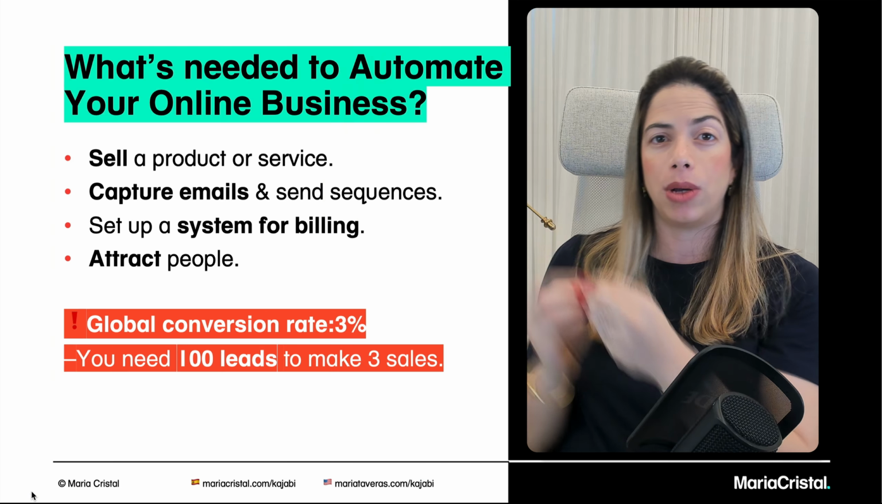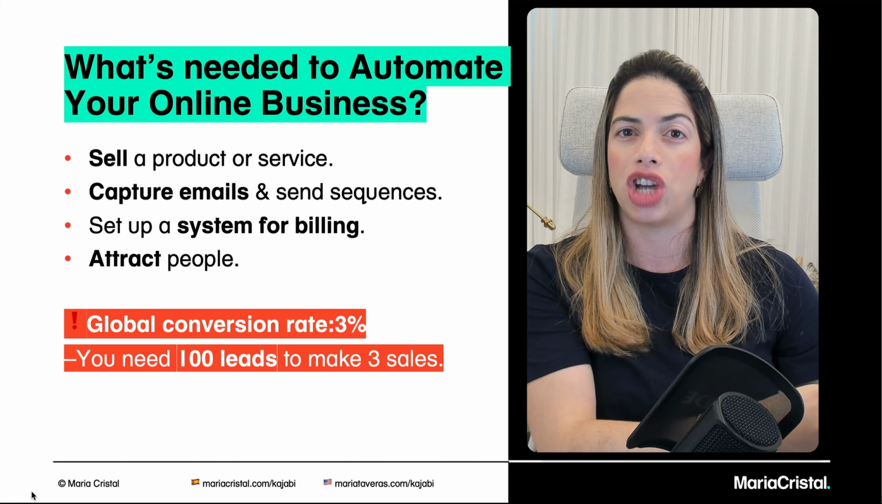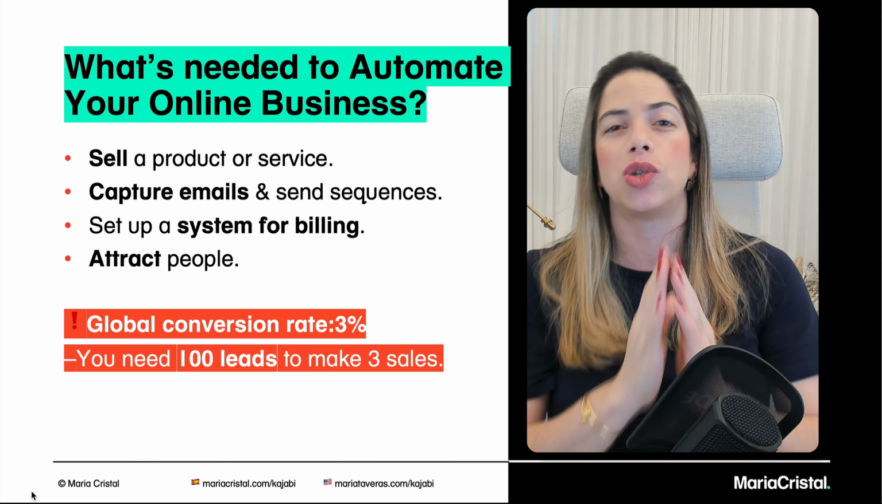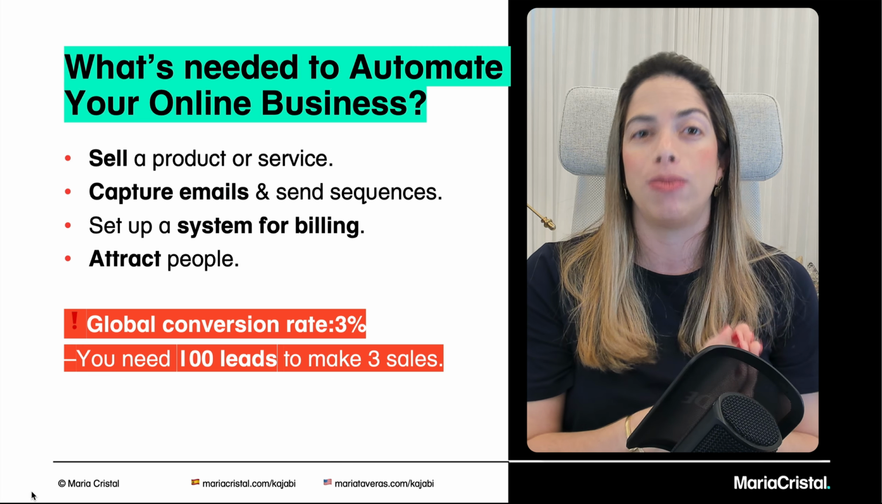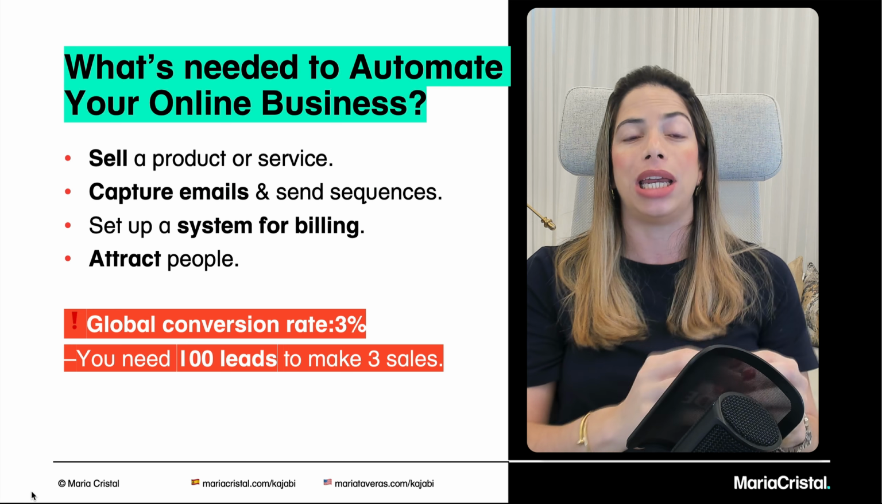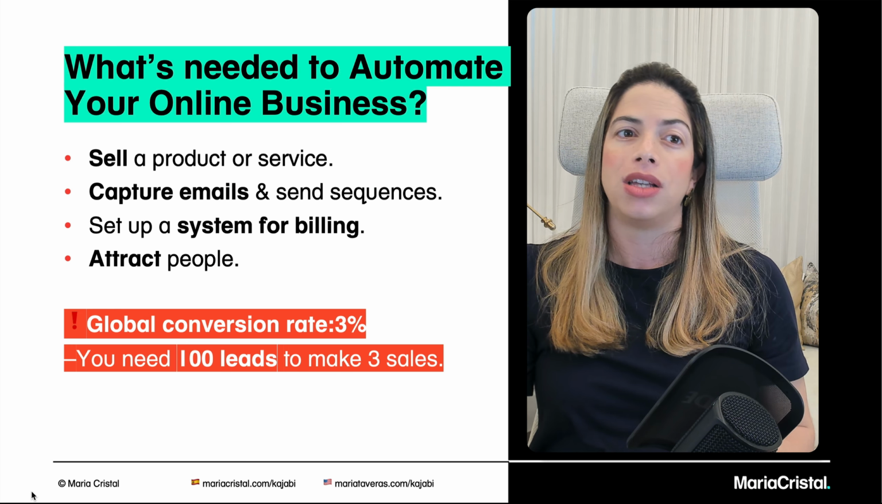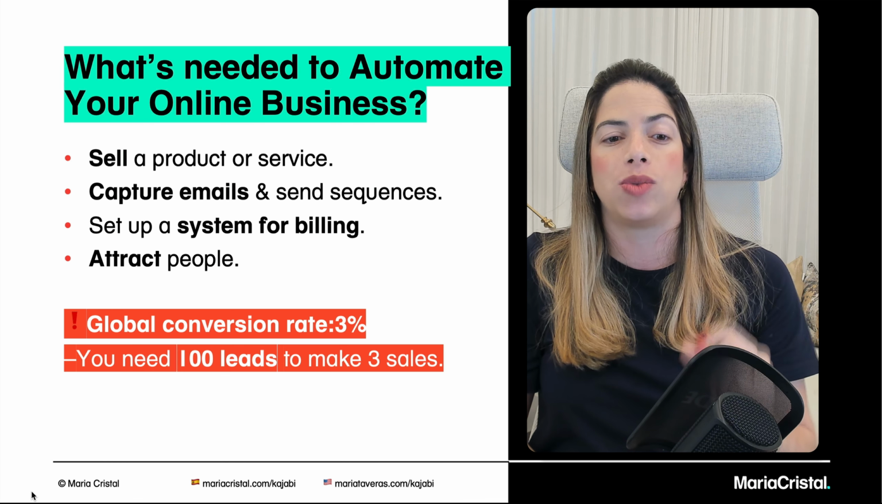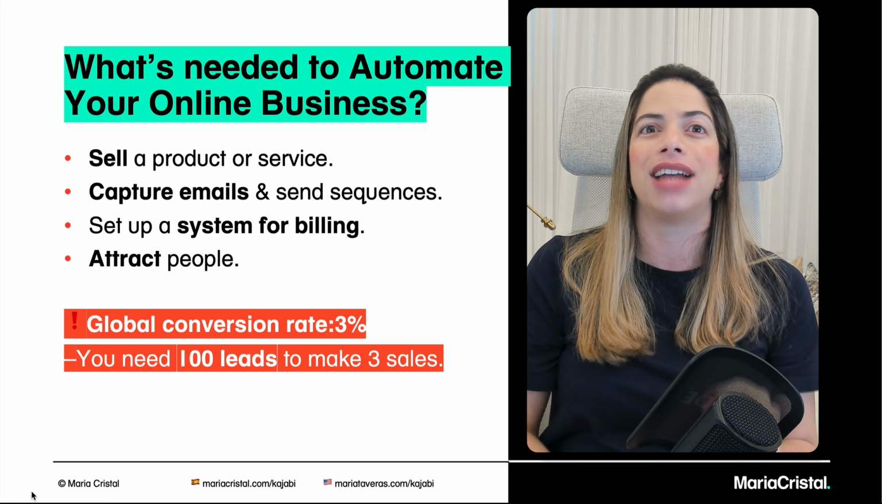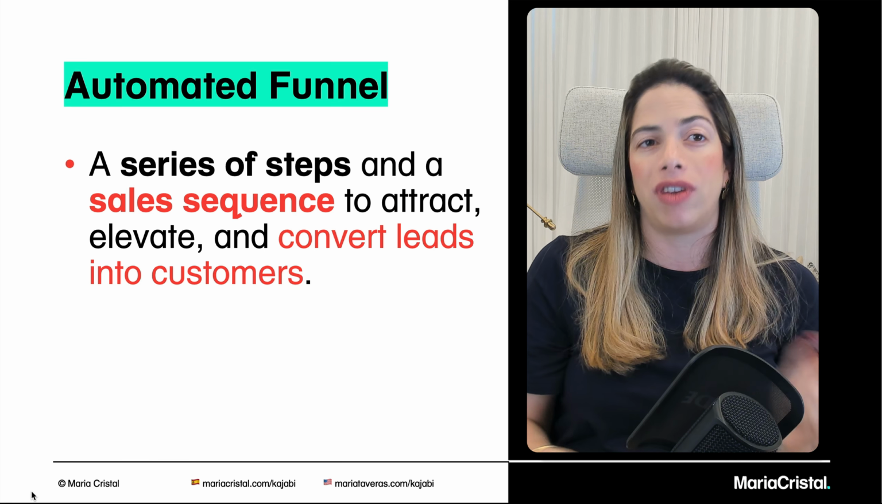So let's begin. To automate your online business, the first thing you need is a product or service that you're selling. You need a system to capture emails and to send sequences, such as Kajabi. You need a billing system, such as Kajabi, and you need effective strategies to attract leads. But always remember, the global conversion rate is around 3%. This means that you need at least 100 leads to expect 3 sales. I want to share this with you because it's important for you to focus on gaining leads. And that's what an automated funnel can give you.